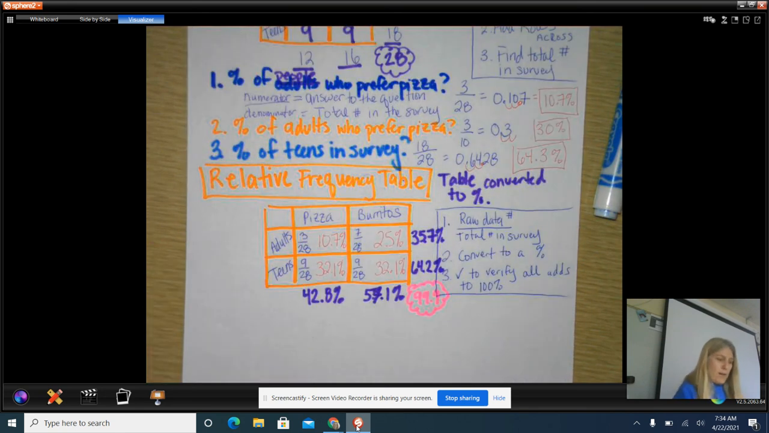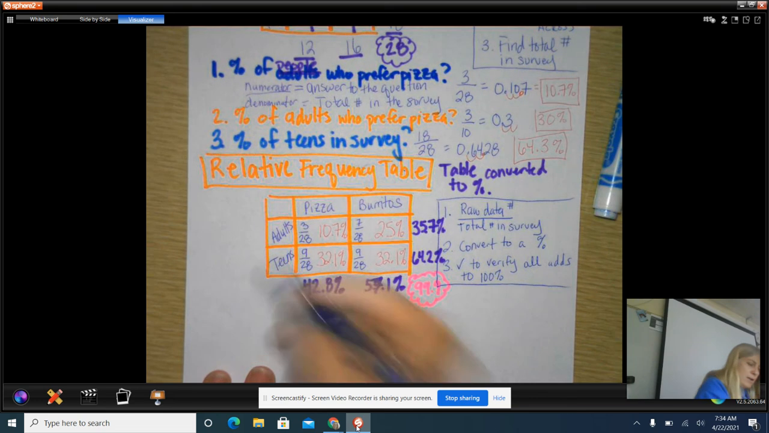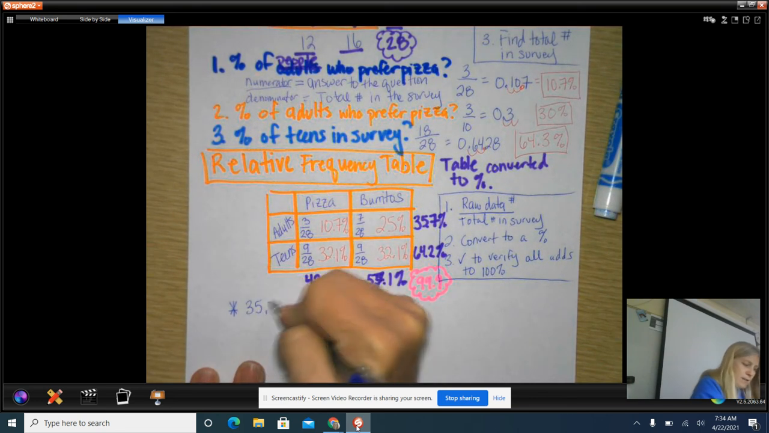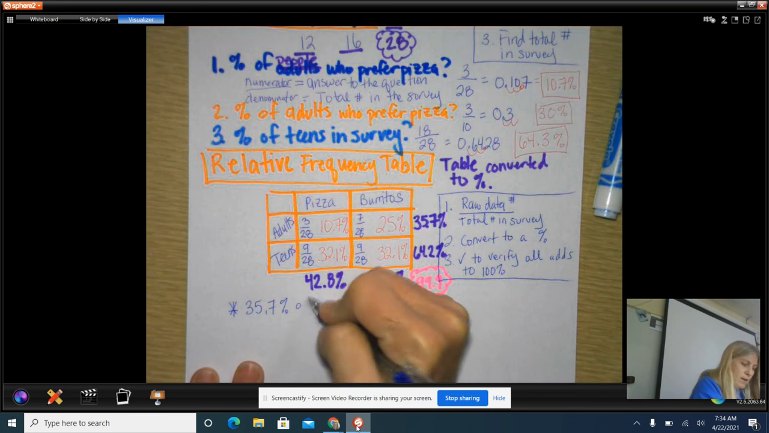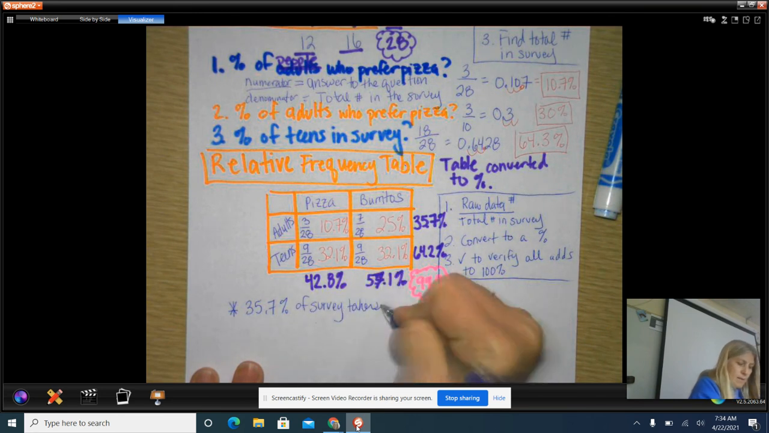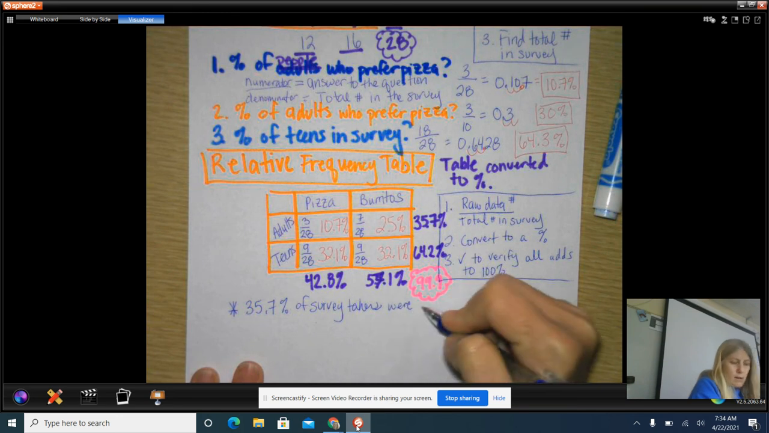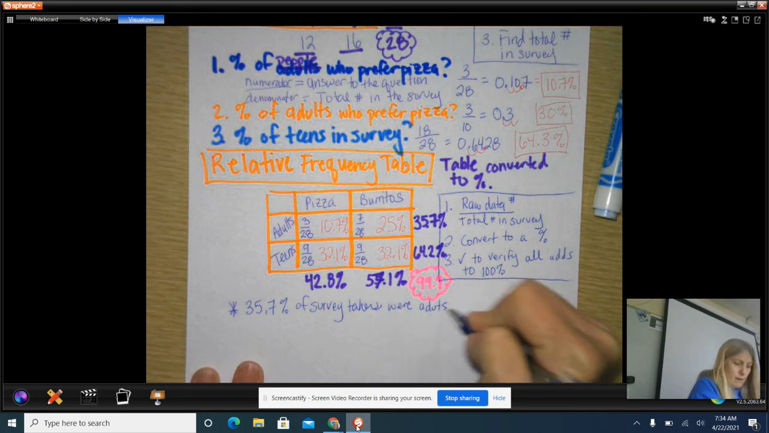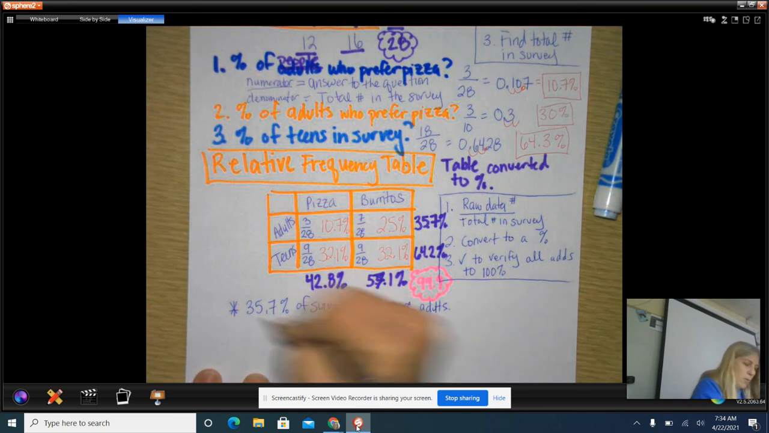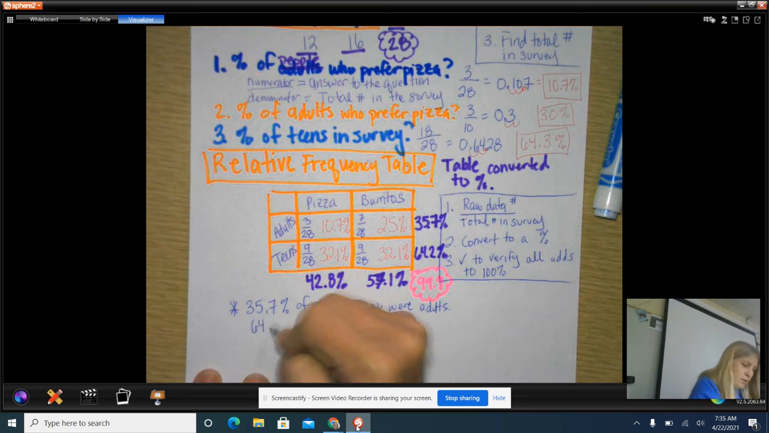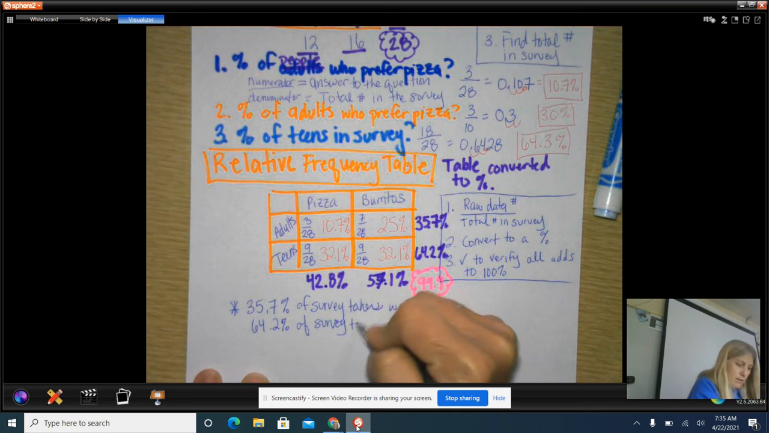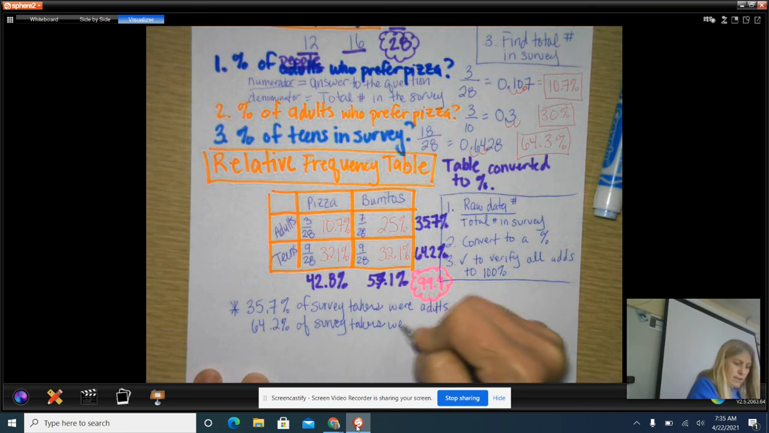So we're going to go ahead and write these pieces of information down. So this is what we're able to get from this table. 35.7% of survey takers were adults. Same for our second one, 64.2% of survey takers were teens.